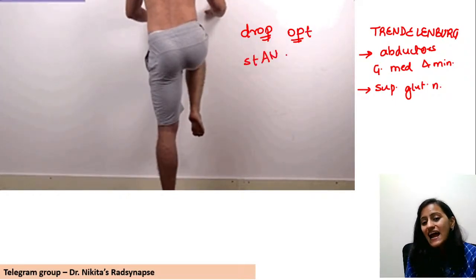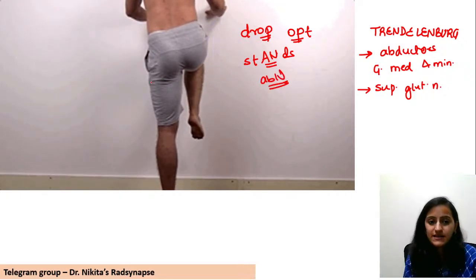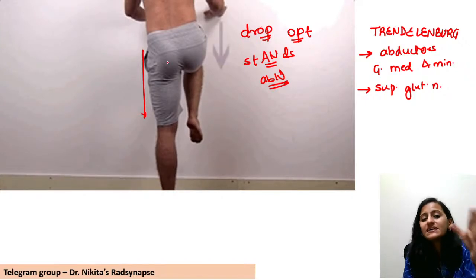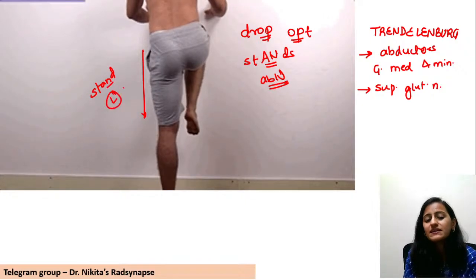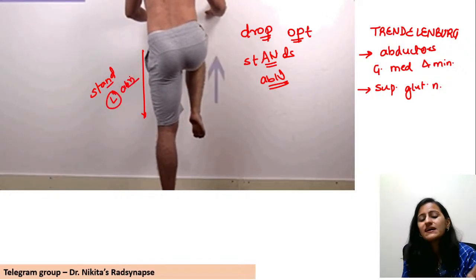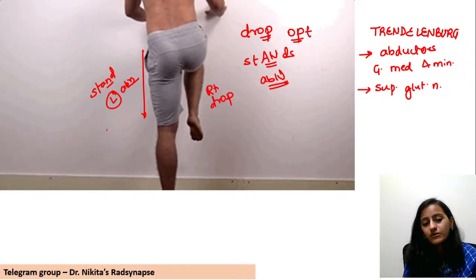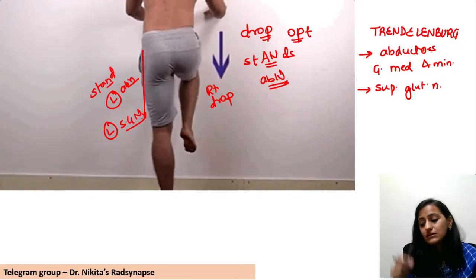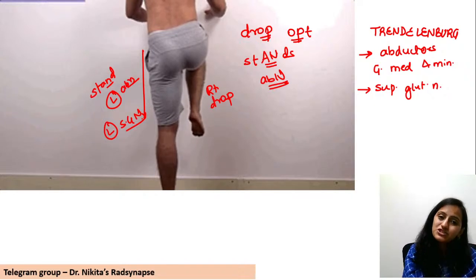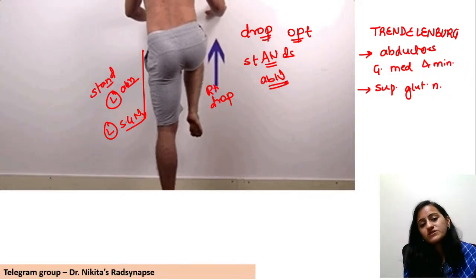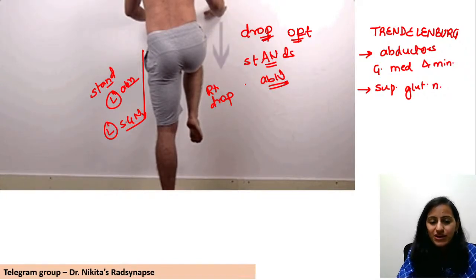The patient stands on the abnormal side. So this is the left leg here on which the patient is standing. So stands on the abnormal, that means the left side is abnormal. It is the left side which is palsy. The opposite side, that is the right side, is dropping down. This is going to be your left superior gluteal nerve palsy. Is this clear with everyone? So the patient stands on the abnormal side, the opposite drops. Okay. So this is your Trendelenburg's.